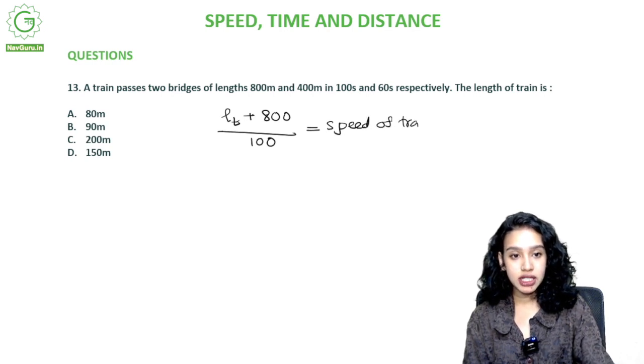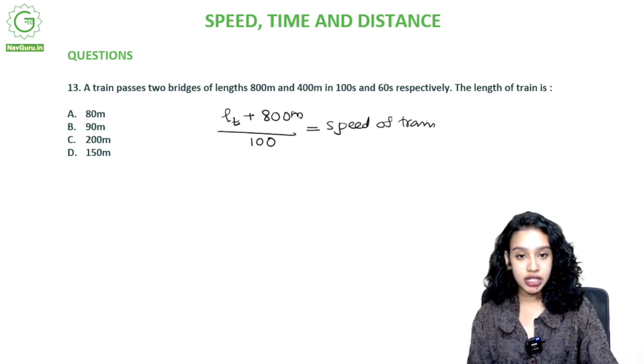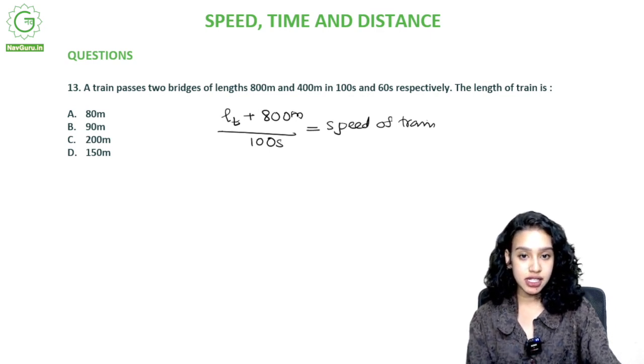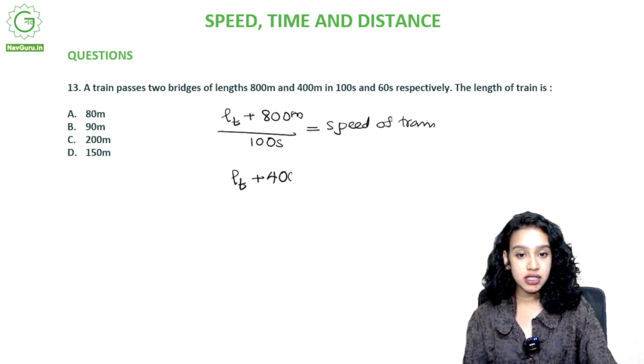How did I get this equation? Because the whole displacement here is 800 meters, and it is the length of the train in meters divided by how much time it took to cross the bridge, which is 100 seconds. So again, the second time we get an equation saying that the length of the train plus 400 meters divided by 60 seconds is equal to again the speed of the train, right?